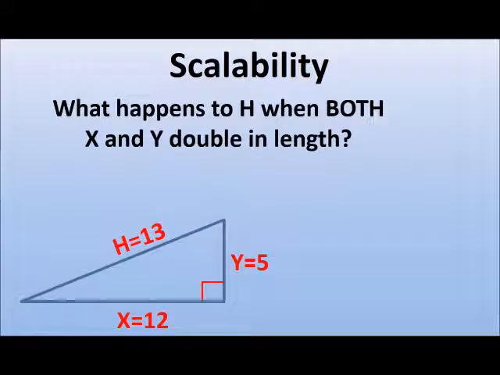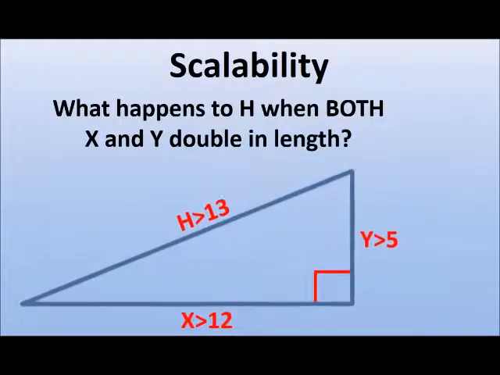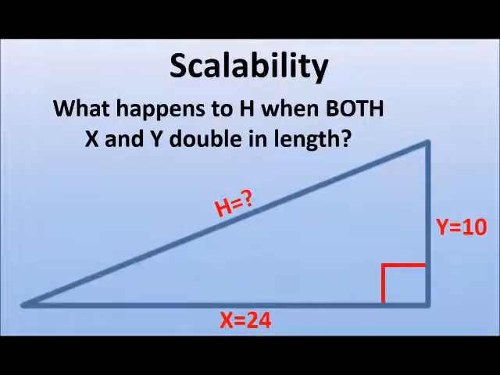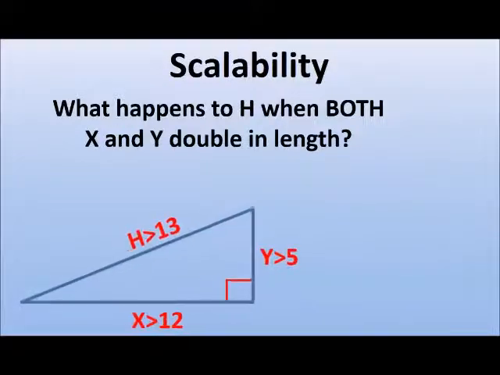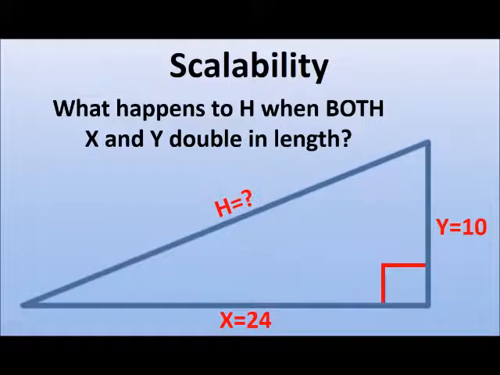We'll start again with our 5, 12, 13 triangle. Watch how things change when we double x and y at the same time, like this. What do you think happens to h when we do this? Here, I'll do it again. One thing to notice is that the basic shape of the triangle stays the same. We still have a right triangle where one leg is more than twice as long as the other.